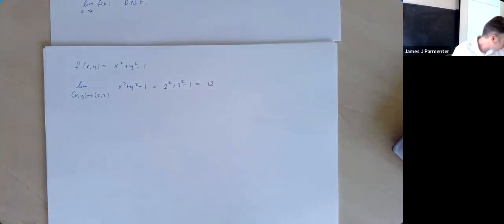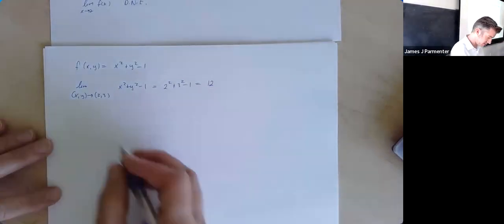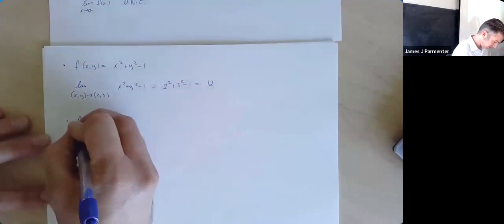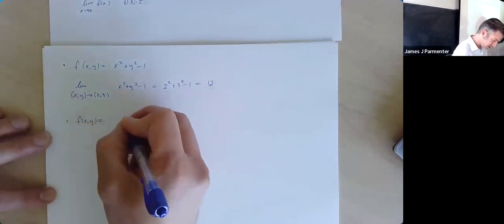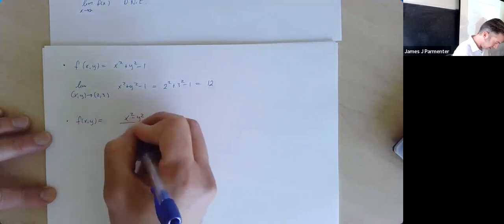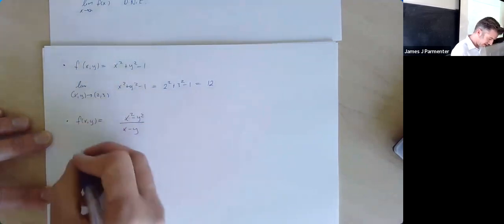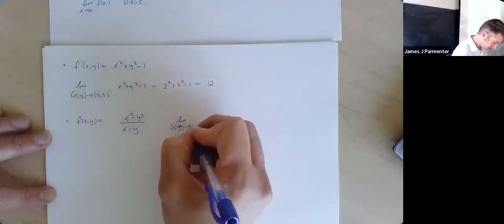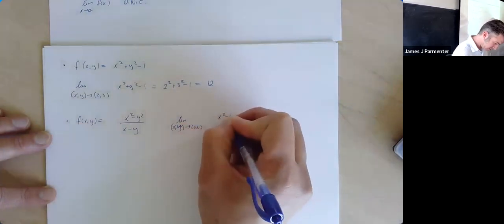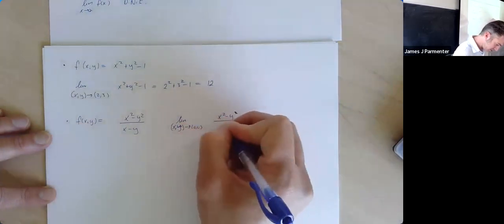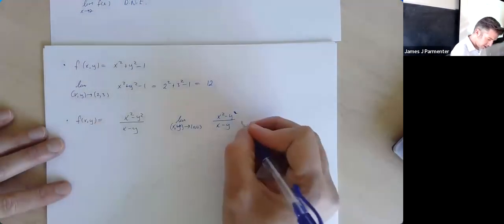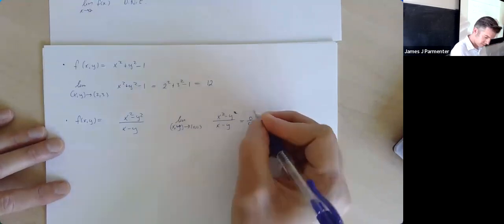On the other hand, lots of times, most of the time, you're going to get 0 over 0 types of things. So if we have, for example, the function f of x y equal to x squared minus y squared over x minus y, and I want to find the limit as x comma y approaches 0 comma 0. Well, if I plug it in, I get 0 over 0.